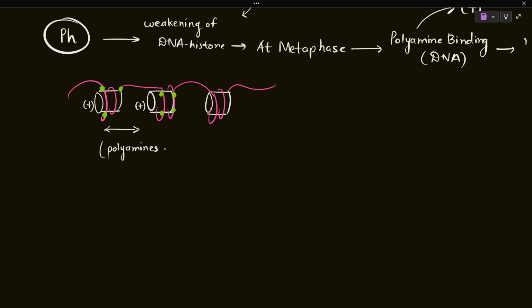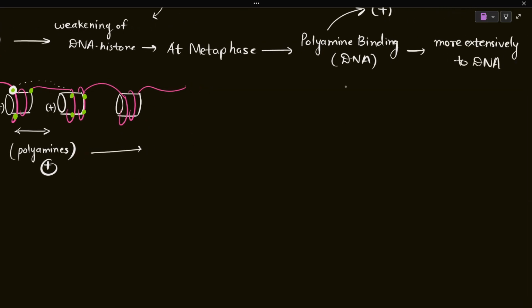So polyamines play a role. They are also positively charged moieties, but they bind to the DNA, and the binding capacity of polyamines is more extensive than the histone. So this polyamine is positively charged and bound to this DNA, and it will also have some attraction force to the DNA wrapped around the next nucleosome. So polyamine binding is going to reduce nucleosomal repulsions.